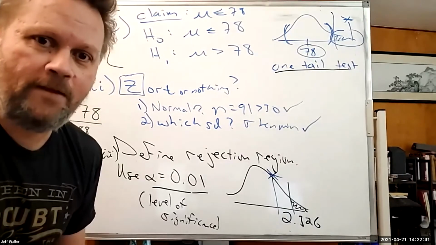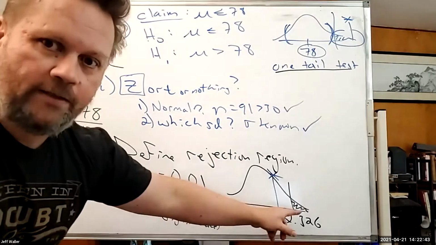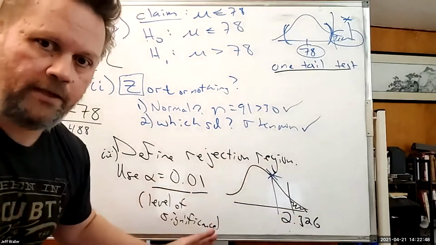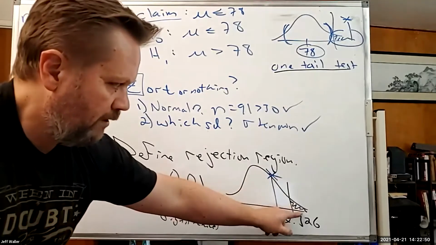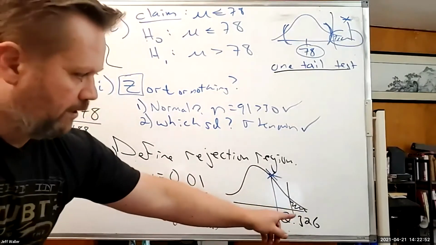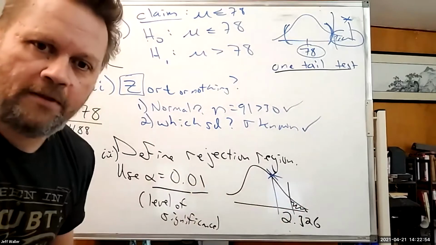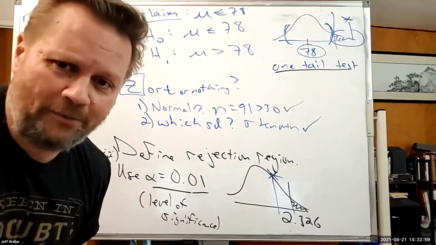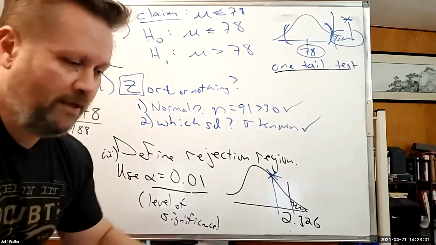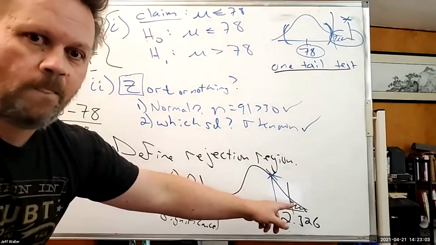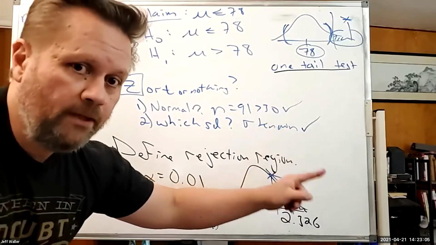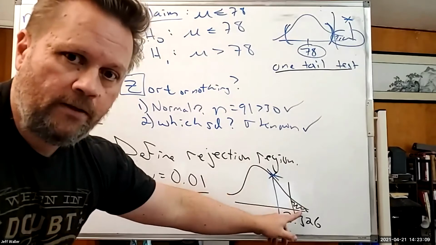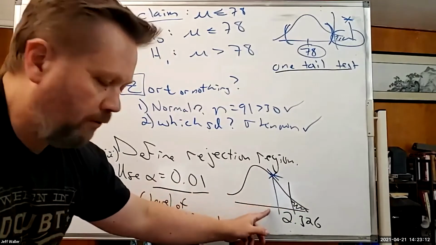Let me be quiet. Alpha tells you the area in the tail or tails. So, what area is in that tail? What's the area in there? 0.01. I just told you. Yeah, so 0.01. So that is the probability that something would show up here if that's the real middle.